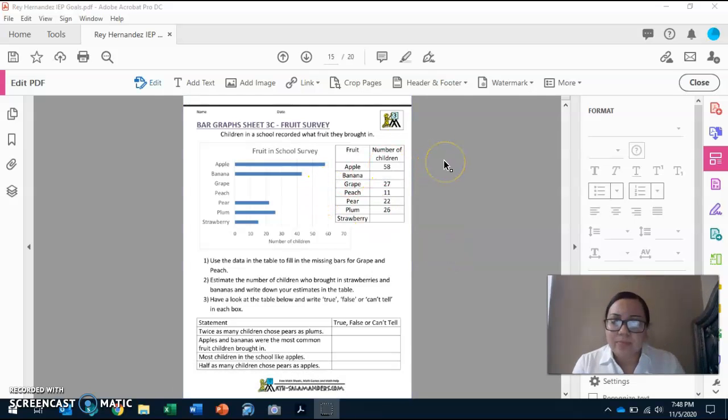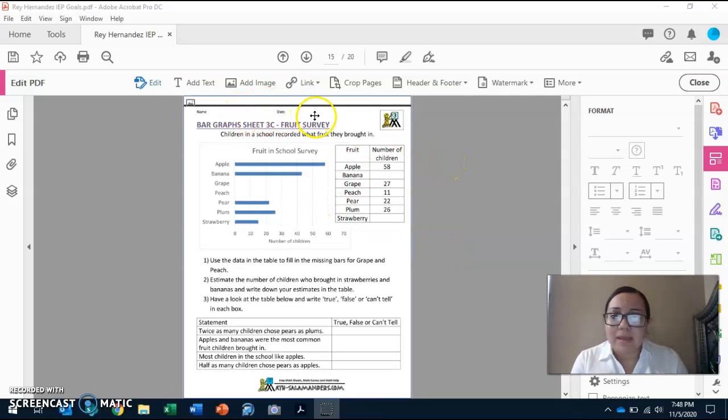So write your name and the date. Today is November the 6th, 2020. And let's begin. On the top it says, children in school recorded what fruit they brought in. And here is the bar graph, and here is the T-chart.